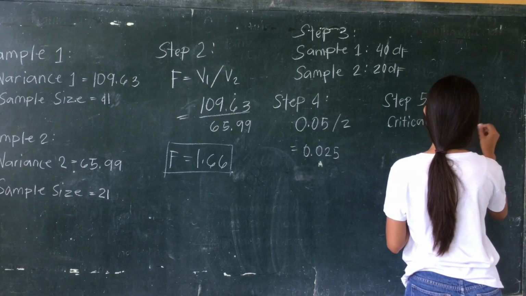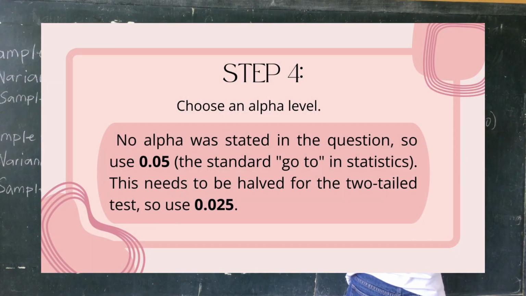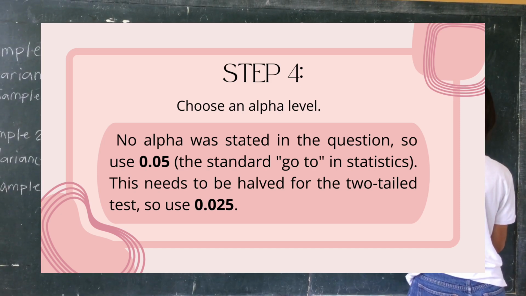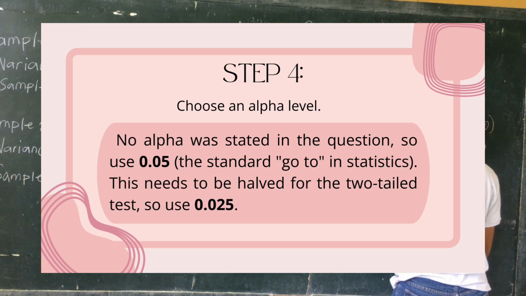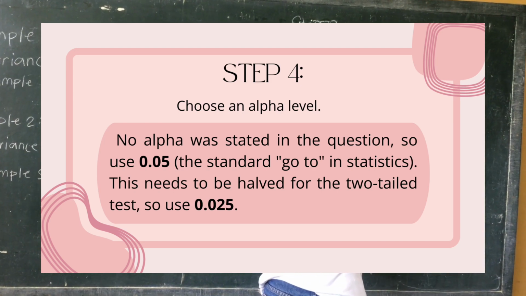Step 4. Choose an alpha level. No alpha was stated in the question, so use 0.05, the standard go-to in statistics. This needs to be halved for the two-tailed test, so use 0.025.